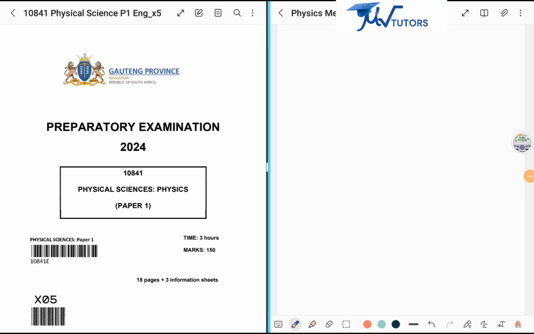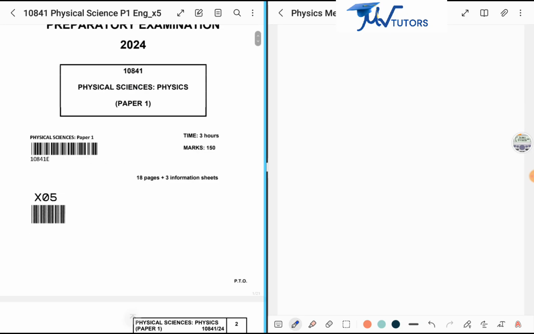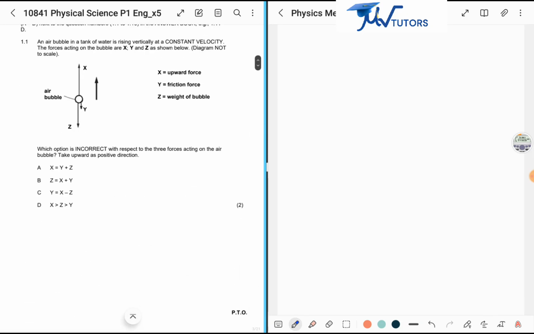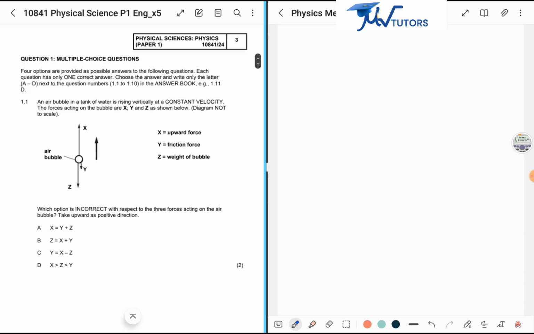I'm Salo and I'll be looking at the memo for the physics prelim exam written in Gauteng. And yeah, without wasting any more time, let's get right into it.